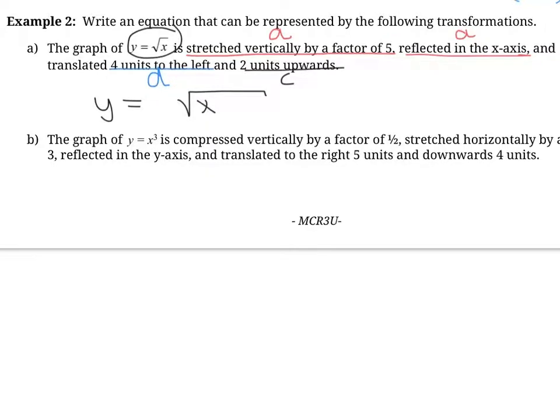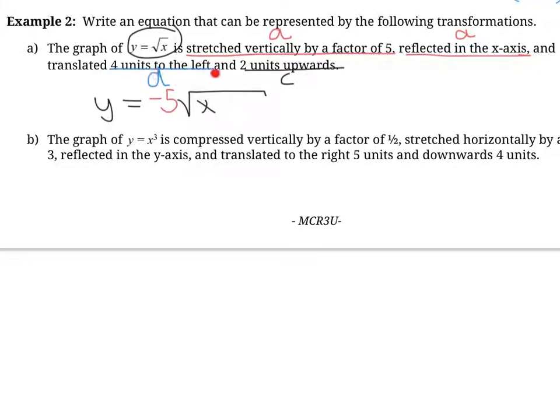Taking a look at this, we know our a, if it's vertically stretched by a factor of 5, our a has to be 5. And so we're going to write a 5 in front of the function. Make sure it's outside the function. On top of that, we know a has to be negative because there's a reflection in the x-axis, so we're going to make this -5.